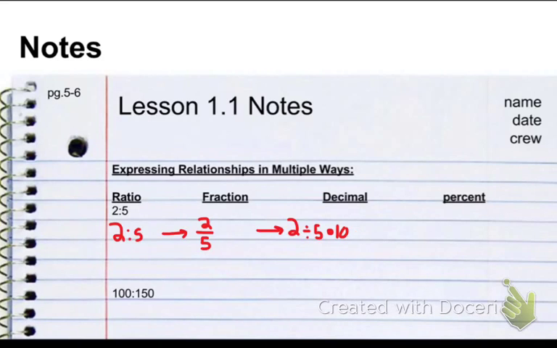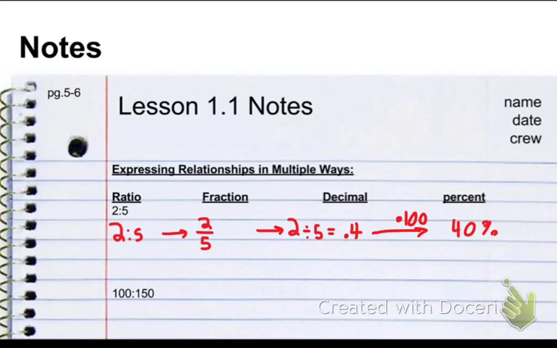Oh, sorry, I'm skipping ahead. Just take the numerator, divide it by the denominator. And in this case, we would get 0.4. Okay? But now, if I want to make that into a percent, you take that decimal and multiply it by 100. And you get 40%.